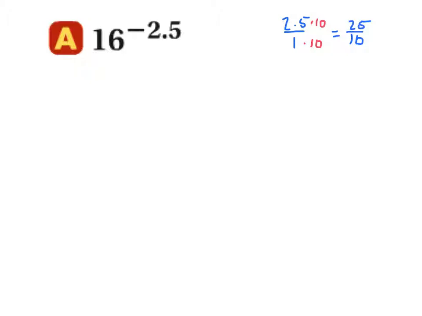And 25 over 10 can be simplified. 5 goes into both, 5 times and 2 times. And so I have 5/2. That is an acceptable way of changing that into an improper fraction.